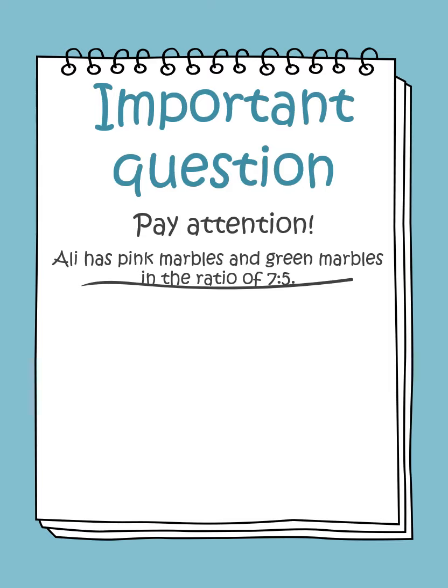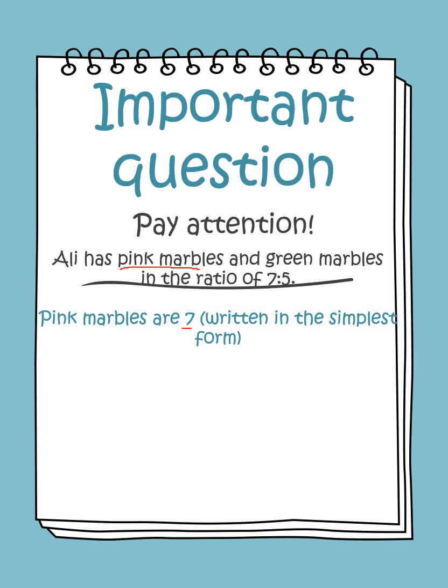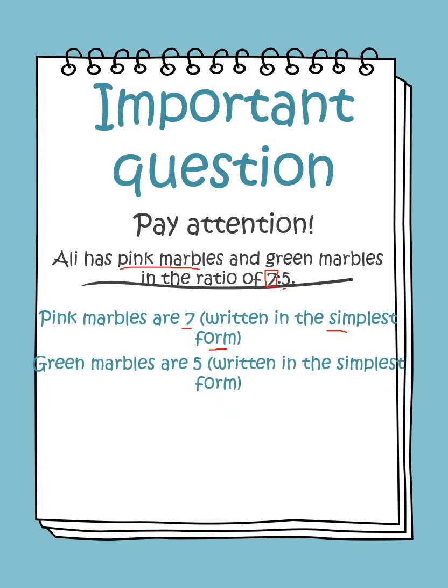This is an important question, so please pay attention. Ali has pink marbles and green marbles in the ratio of 7 to 5. Now pink marbles are 7. As it is mentioned first, we'll assume that pink marbles are 7. And please remember that 7 is not the original number, it's only written in the simplest form. And green marbles are 5, as it is mentioned second. Also, the number of green marbles is written in the simplest form, so it's not the original number.